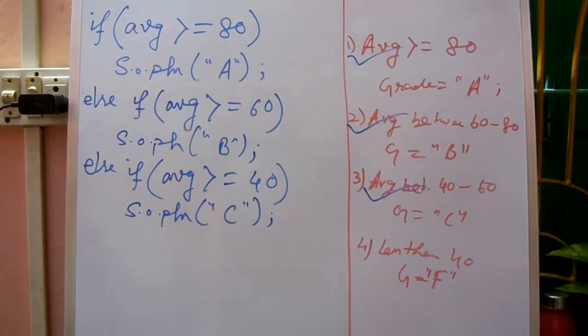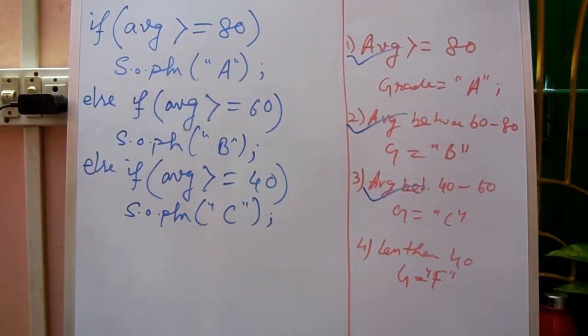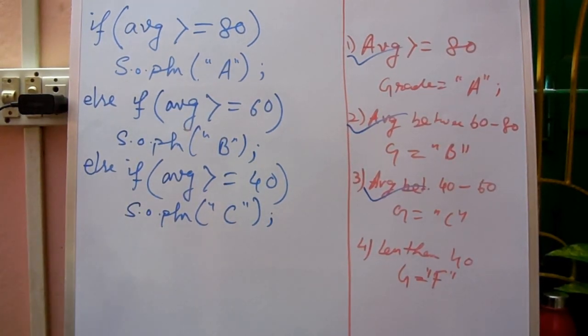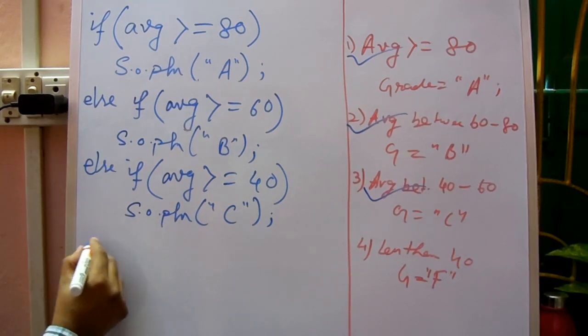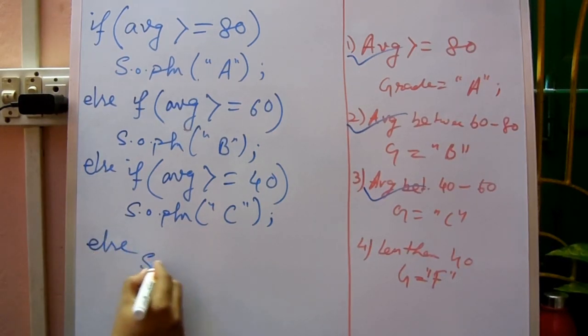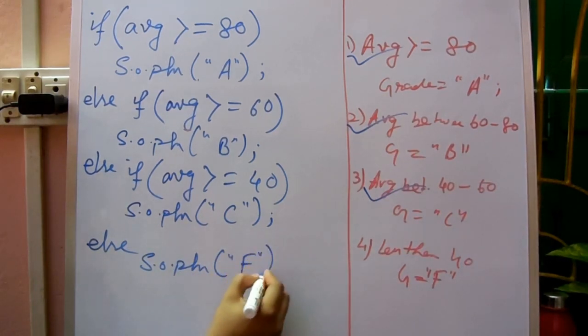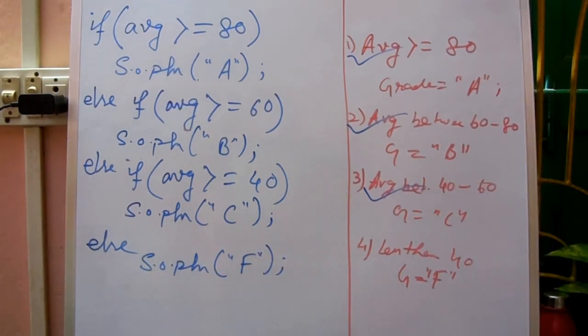And for the last condition, always remember, whenever there are multiple conditions, 2 conditions, 3 conditions, 4 conditions, 10 conditions, whatever number of conditions are present, for the last condition we will not apply any if statement, we will simply apply else. Then the grade will be failed, that is F. So that means what?